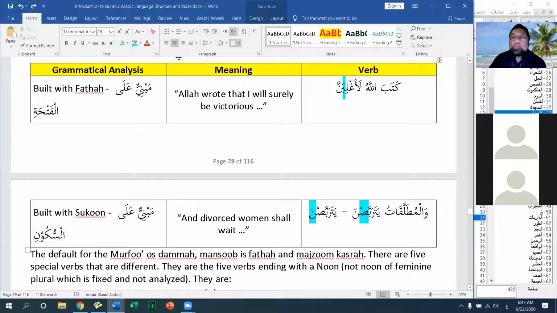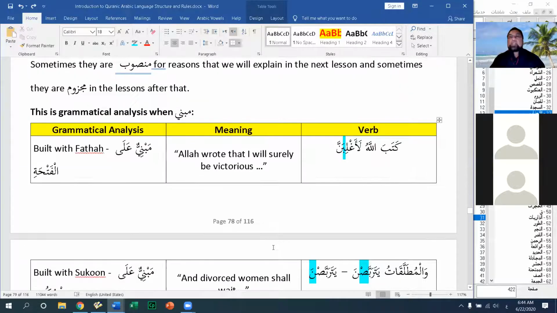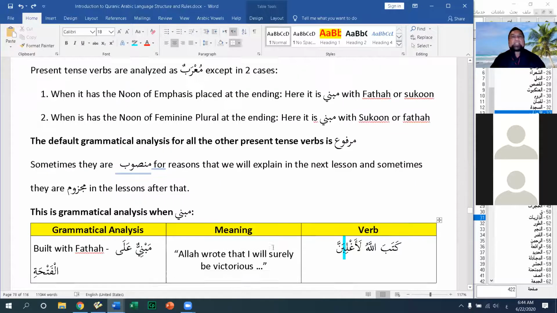يتربصن, the noon is part of the verb. So we say فعل مضارع مبني على الفتحة والفاعل ضمير مستتر تقديره أنتن. Here it's هن, يتربصن هن والفاعل ضمير مستتر تقديره هن يرجع إلى المطلقات. That refers to المطلقات. So that's two opinions. Regardless, let me summarize this again.